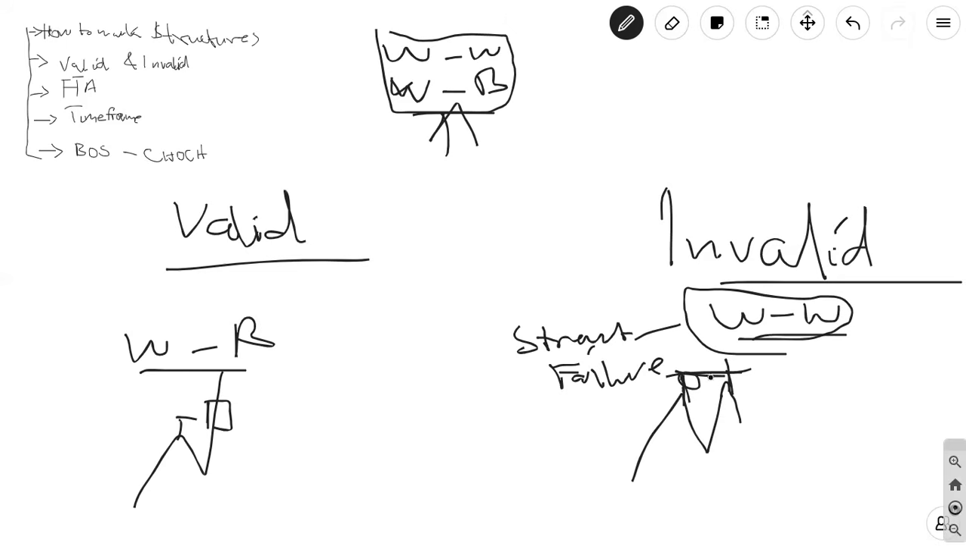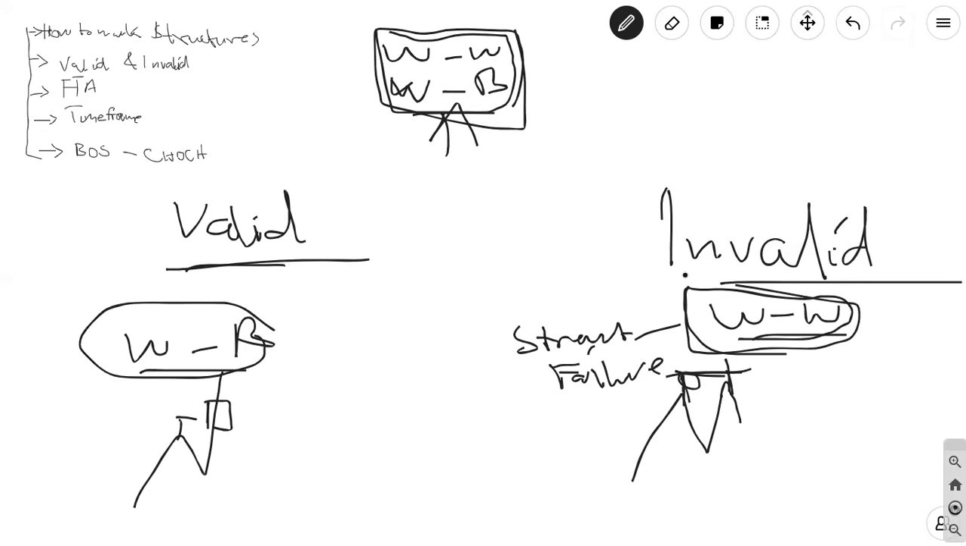I hope you're getting the point. So to differentiate valid and invalid, we just use these types of breaks. Whenever you see a wick to body breakout, that is a valid break of structure. Whenever you see a wick to wick breakout, that is an invalid break of structure.